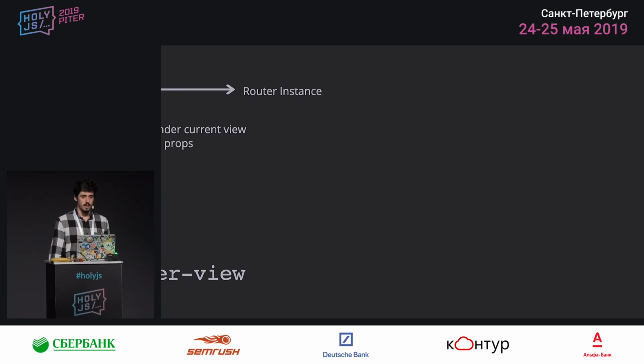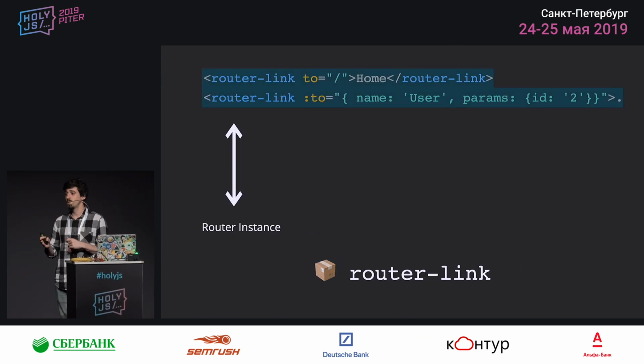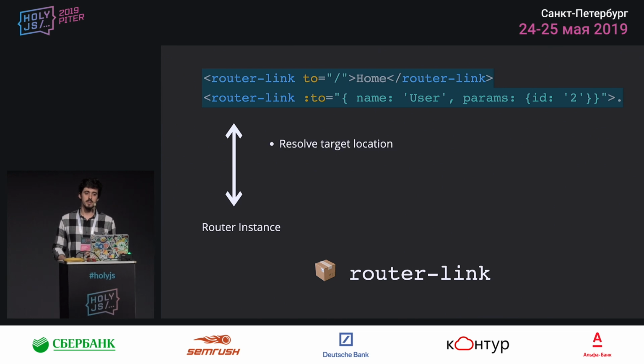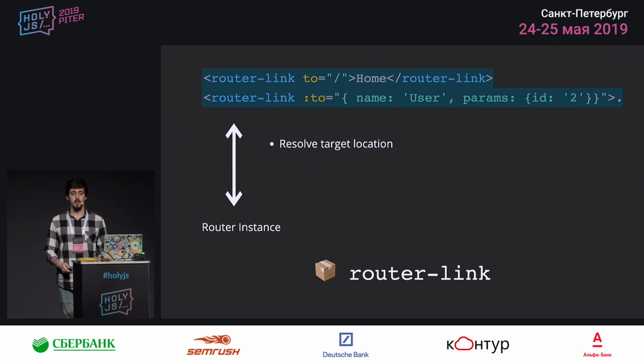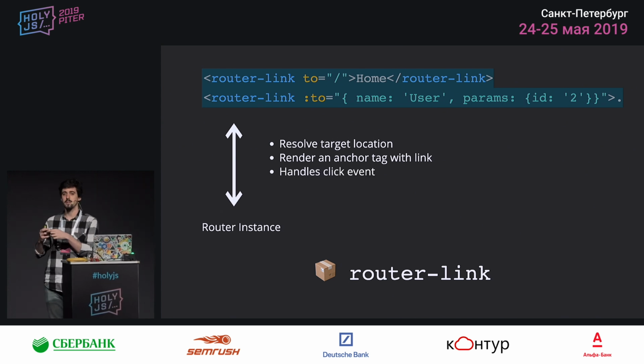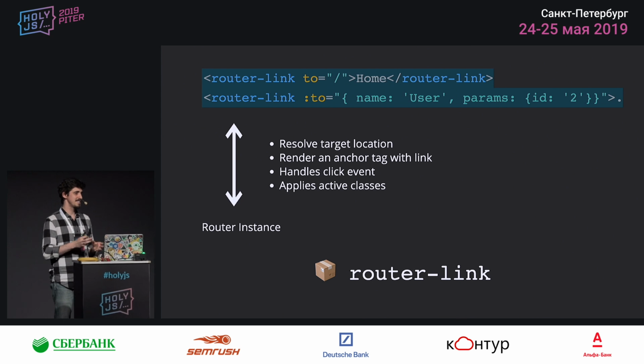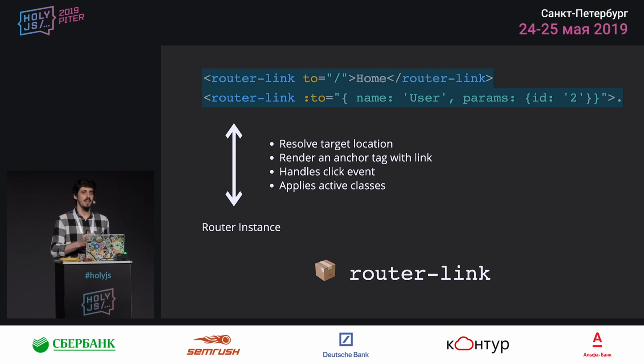Then we have the router-link, which is a bit more complex and also communicates with the router. It's going to resolve the target location using the matcher I told you about before, and it's going to render an anchor tag, and it's going to handle the click event, so it prevents default so it doesn't navigate to another page, and it's going to apply the active class. Now, the active class behavior is a bit complicated. It looks easy. This is the kind of thing that looks so easy when you use it, but there are so many edge cases you have to take into account that it's not that easy.